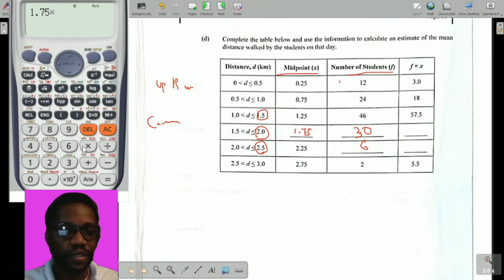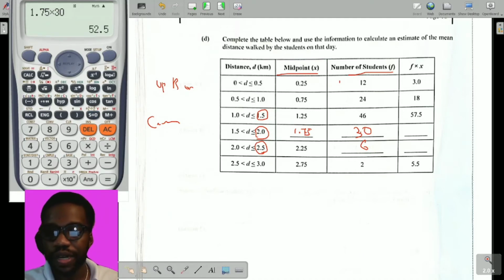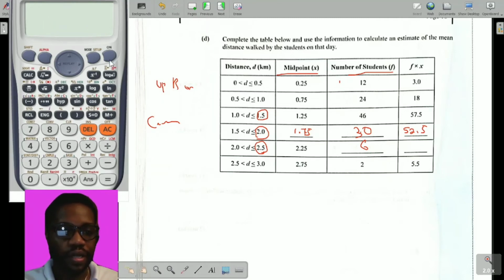1.75 times 30. Alright, S to D, change it from a fraction to decimals, 52.5. So I'm going to have 52.5 here. And then I'm going to have 2.25 times 6. Once again, 2.25 times 6, S to D, 13.5.